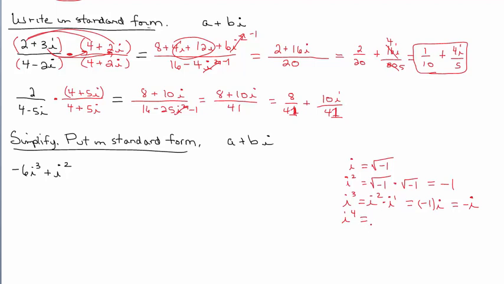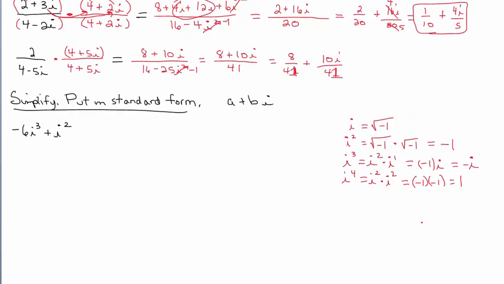i to the fourth can be thought of as i cubed times i to the first. You could even think of i to the fourth as i squared times another i squared, because remember, same base, add the exponents. I chose i squared times i squared because I know i squared is equivalent to negative 1. So I'm basically just multiplying negative 1 times negative 1, and I get positive 1.